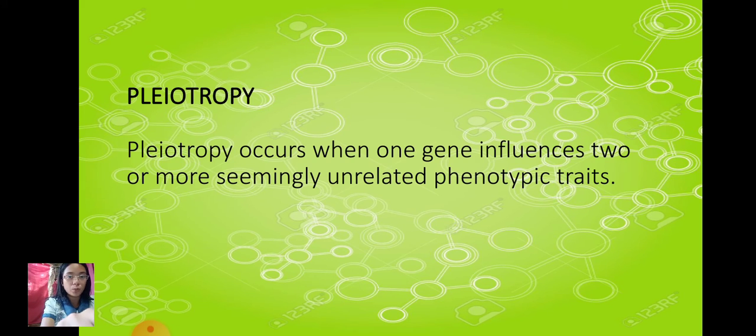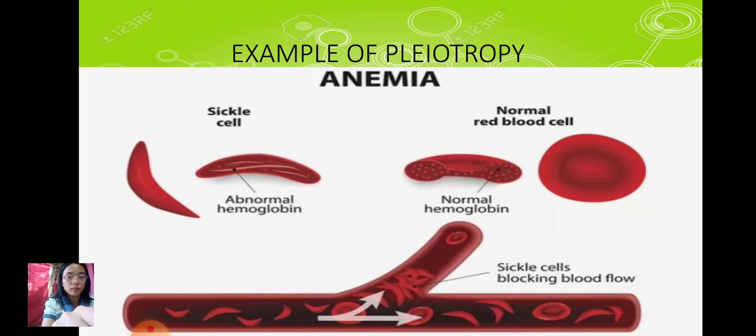Pleiotropy occurs when one gene influences two or more seemingly unrelated phenotypic traits. An example of pleiotropy that occurs in humans is sickle cell disease. Sickle cell disorder results from the development of abnormally shaped red blood cells. Normal red blood cells have a biconcave disc-like shape and contain an enormous amount of a protein called hemoglobin.